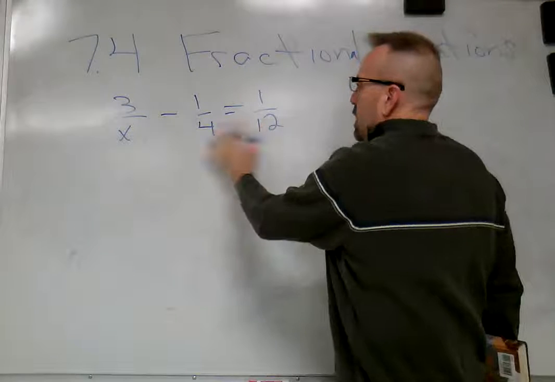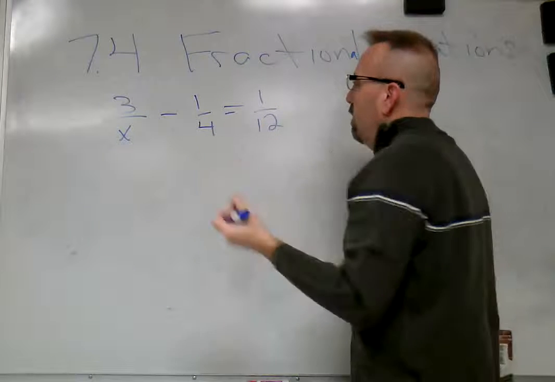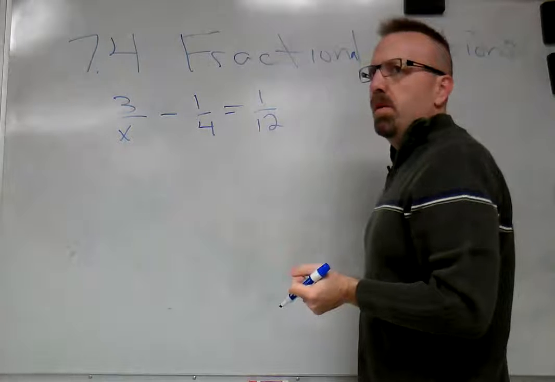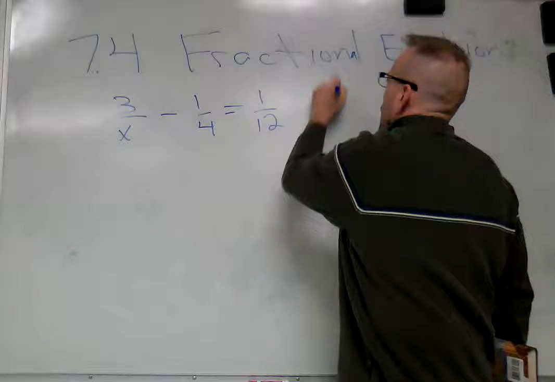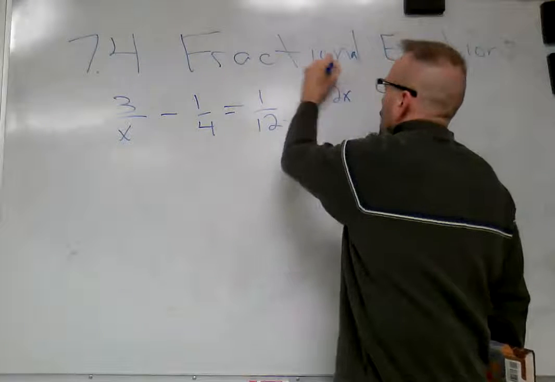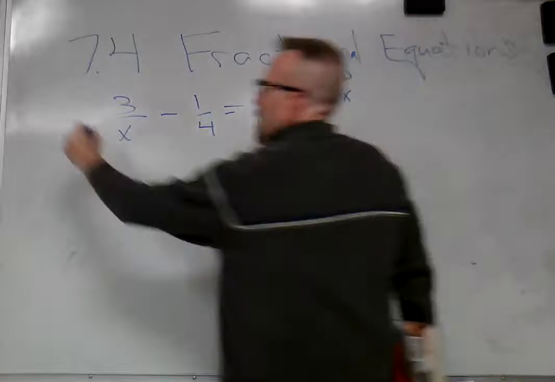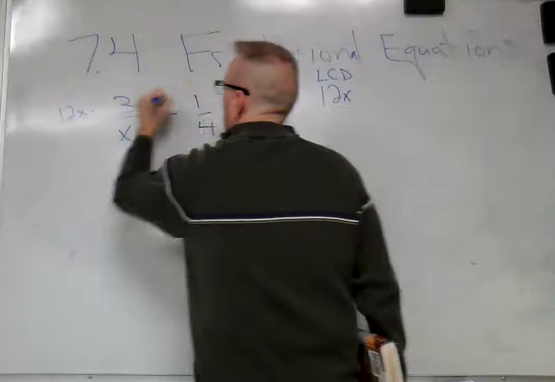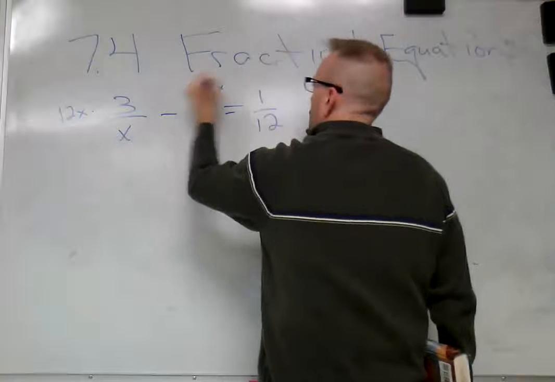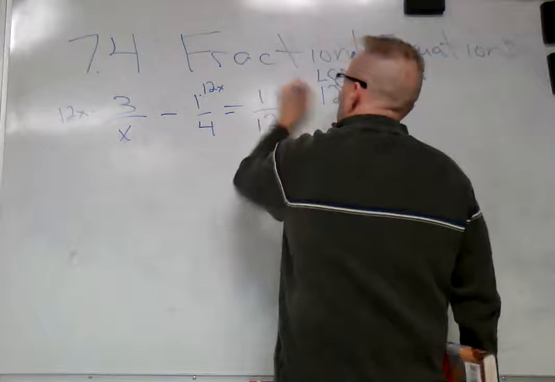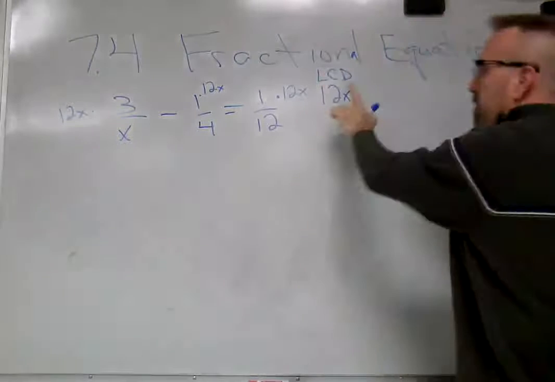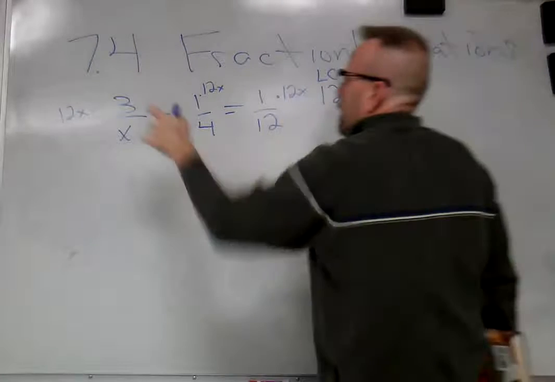So let's start with the numbers, constant terms. Of those, what would our common denominator be? 12, and then there's also an x, so our common denominator is going to be 12x. So we'll do it the same way as yesterday. Multiply every single part by your least common denominator. Okay, so that's our first step, find the least common denominator. Second, multiply every single part.